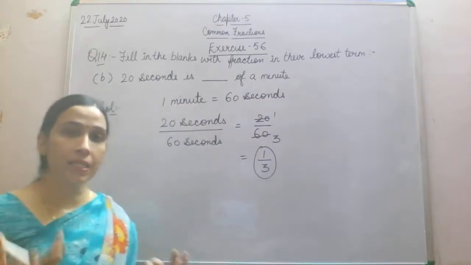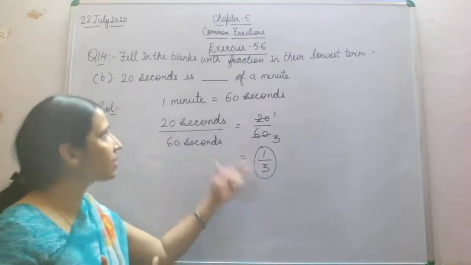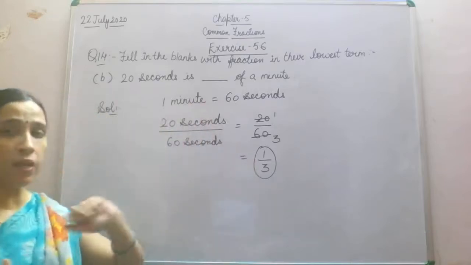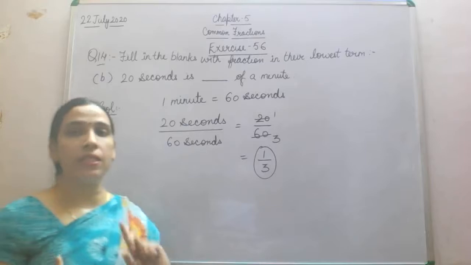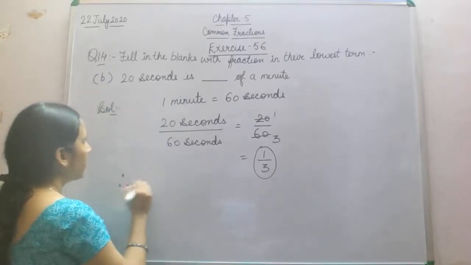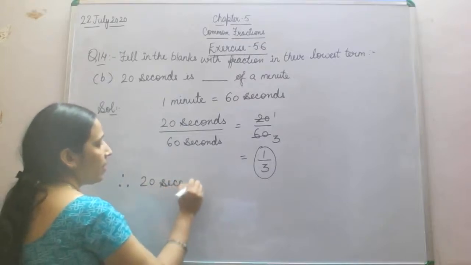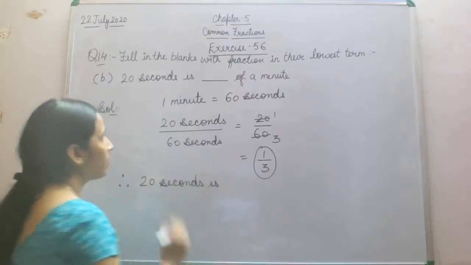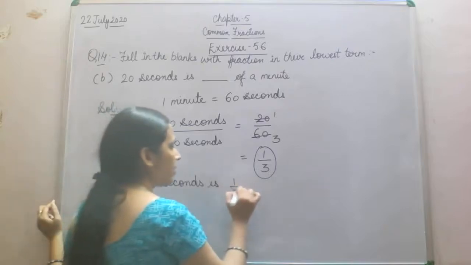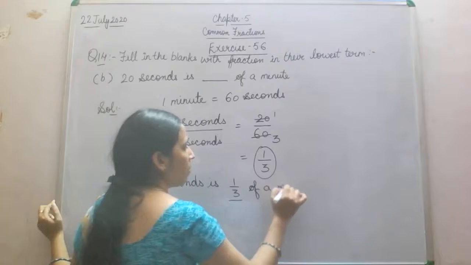A minute contains 60 seconds, so we find it out. 20 seconds is 1 by 3 of a minute. Minute means that is 60 seconds. Therefore we will write 20 seconds is 1 by 3 of a minute.